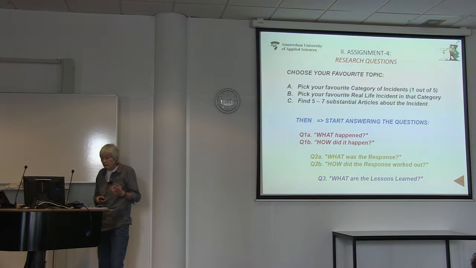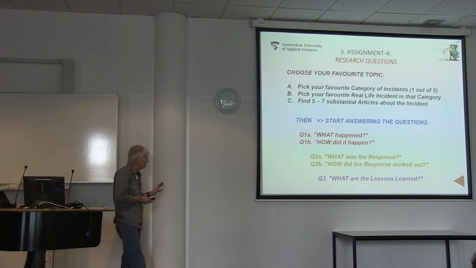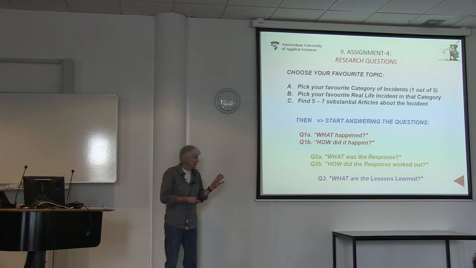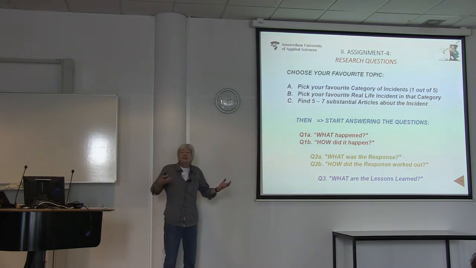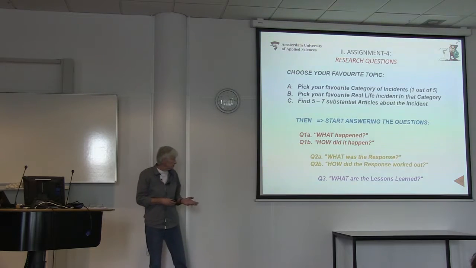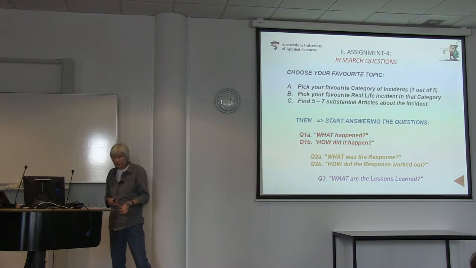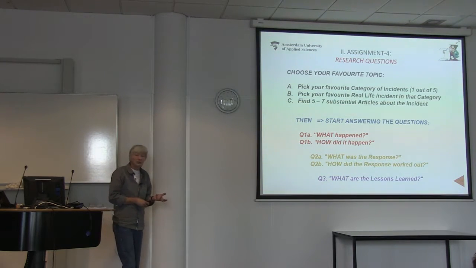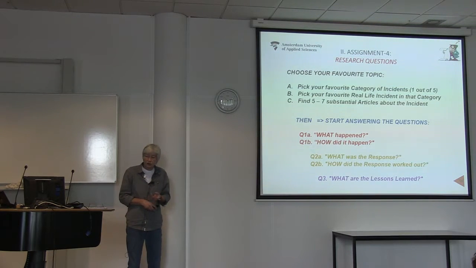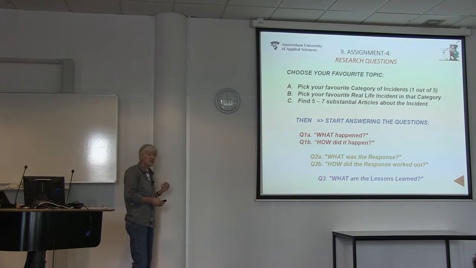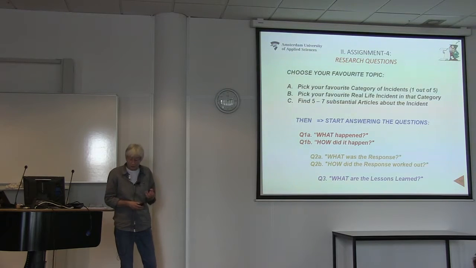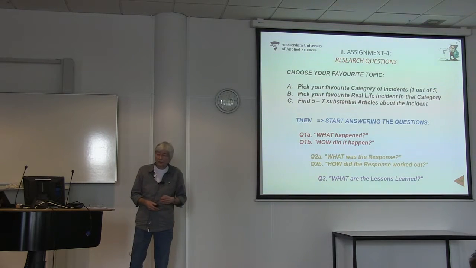You have 3 categories of questions to answer. The first one is, what happened and how did it happen? 1A and 1B. That's about the incident itself. The second question, 2A, 2B, what was the response of the organization that was hit by the incident? And how did the response work out? So question 2A and B is about the incident response part. Question 1 is about the incident. And question 3, what are the lessons learned?